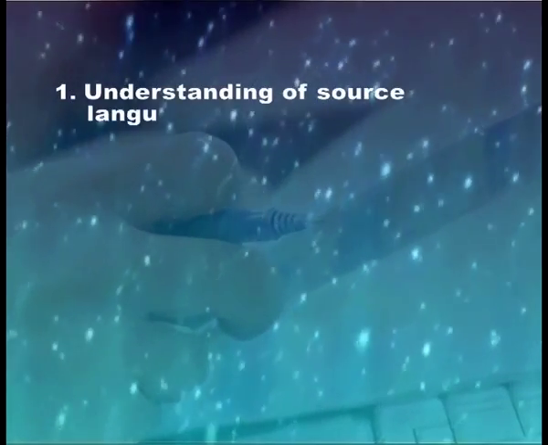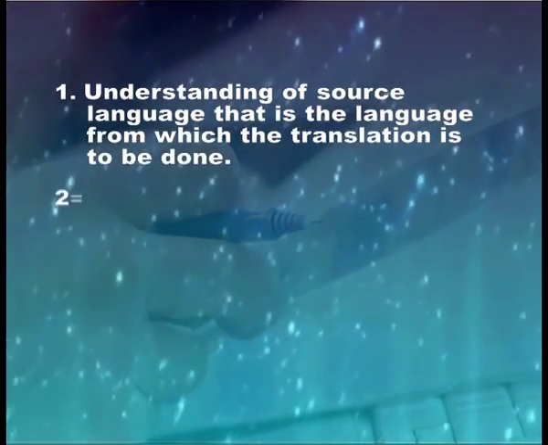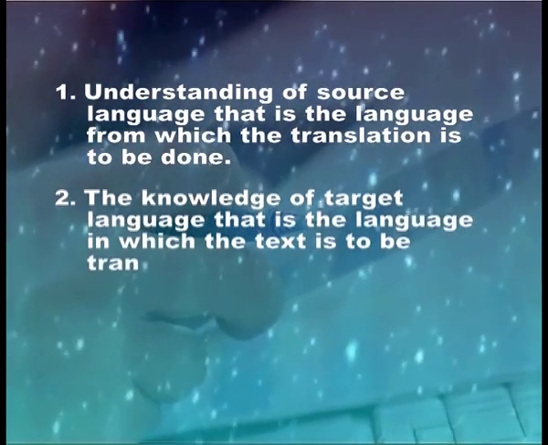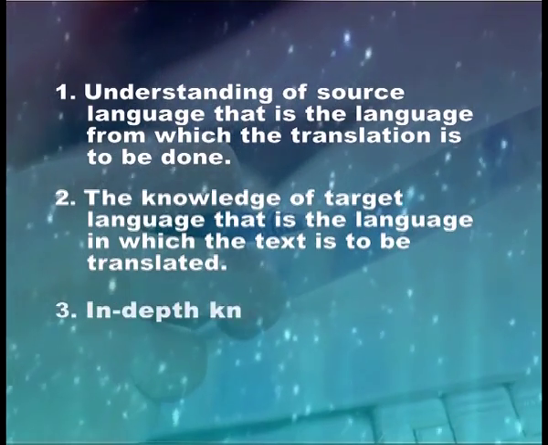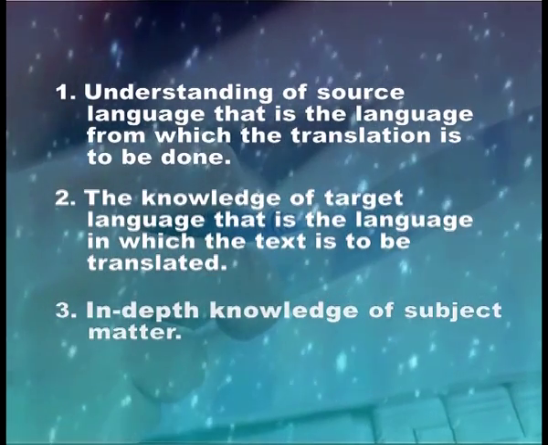The first is an understanding of source language, that is the language from which the translation is to be done. The second is a knowledge of target language, that is the language in which the text is to be translated. The third is in-depth knowledge of subject matter. For instance, a translator who has no knowledge or understanding of physics cannot translate any seminal work in physics.